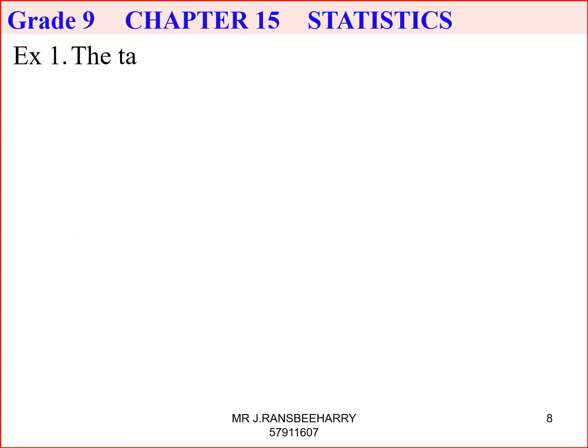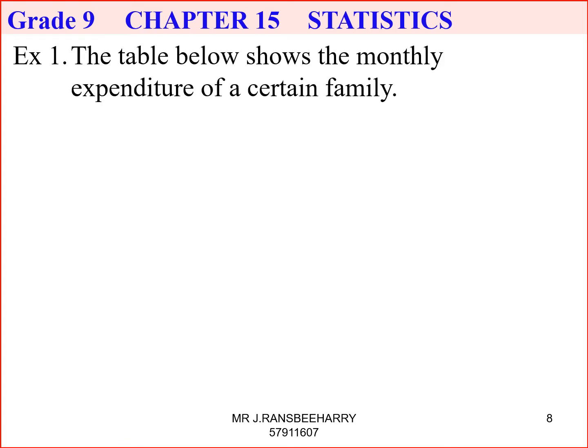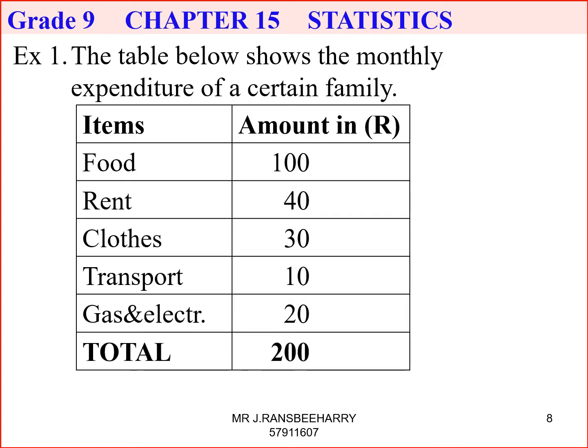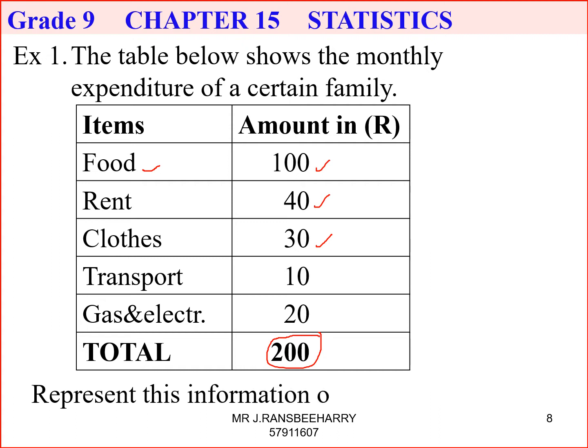So an example, the table below shows the monthly expenditure of a certain family. So items, food, rent, and so on. So food, the family spent 100 rupees on food, rent so much, clothes, so a total amount of 200 rupees in a month. Represent this information on a labeled pie chart. So we must label.